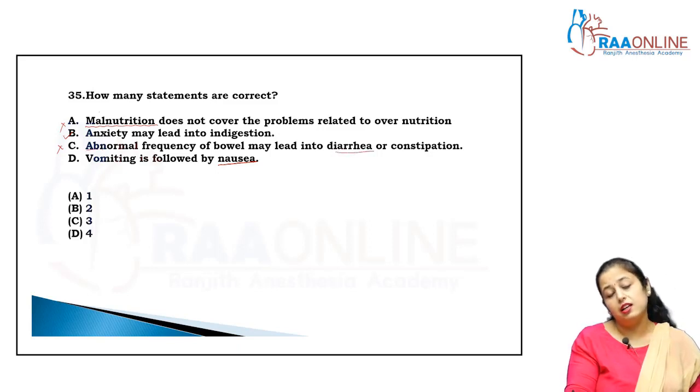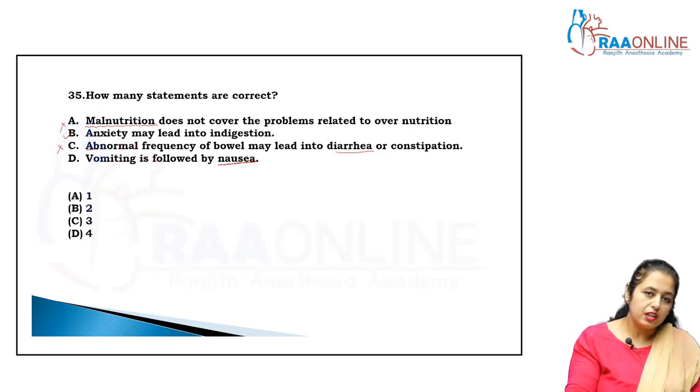This is the NCERT line on diarrhea or constipation. In constipation there is storage of fecal matter, right? It's not abnormal frequency of the bowel. Abnormal frequency of bowel may lead to diarrhea, and here the bowel movements are restricted. That's why constipation is there. So the answer is 2.